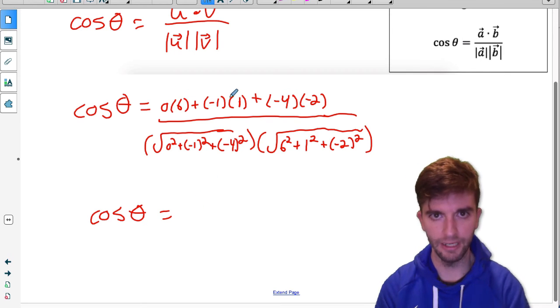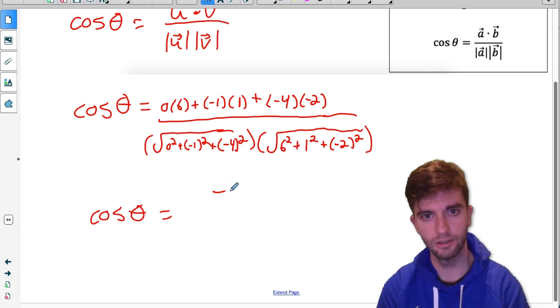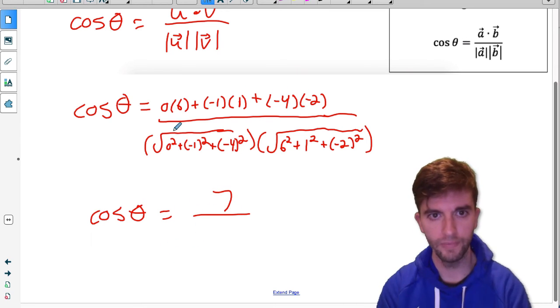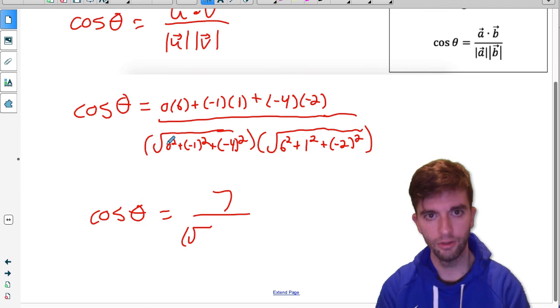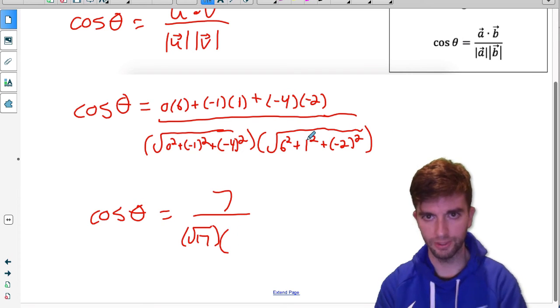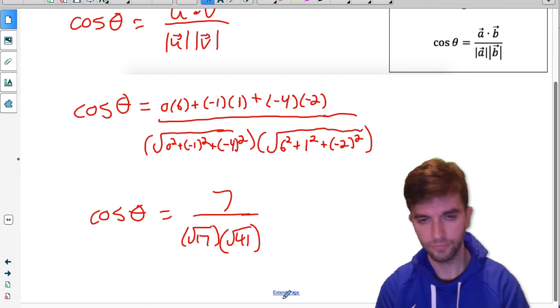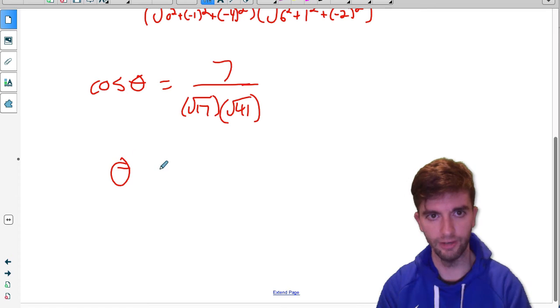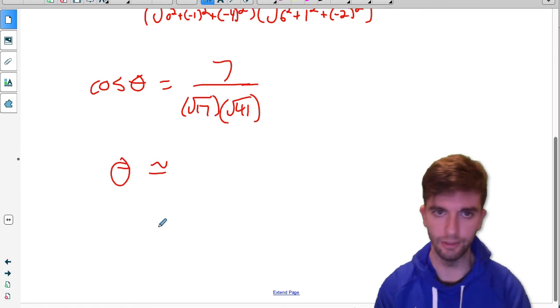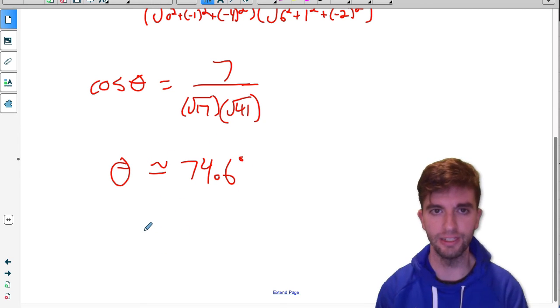The numerator simplifies to 0 minus 1 plus 8, that's 7, over, in the denominator, the square root of 0 plus 1 plus 16, that's root 17, times the square root of 36 plus 1 is 37, plus 4 is 41, so the square root of 41. So I'll do inverse cos of this ratio, and I'll get an approximate angle measure. It's about 74.6 degrees. That's the angle between the vectors if they're placed tail to tail.